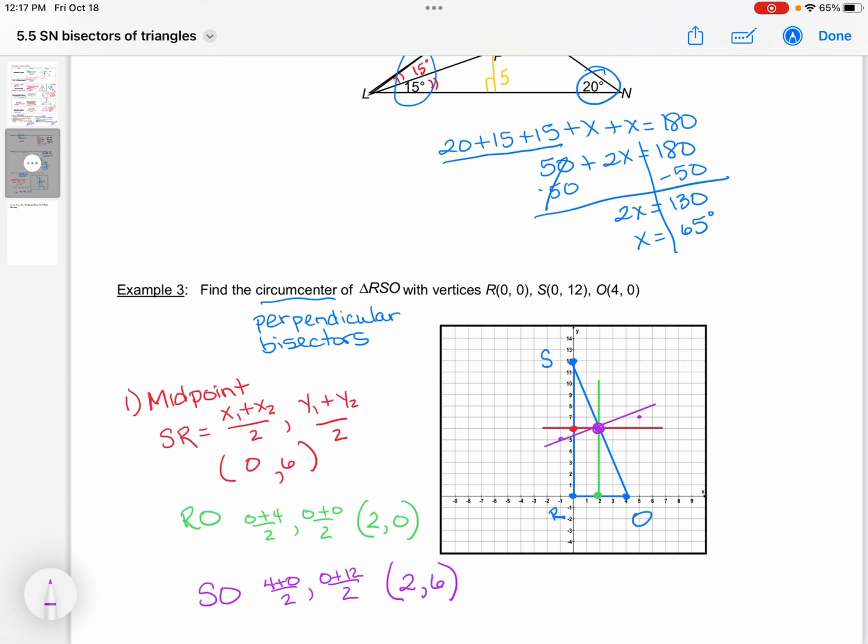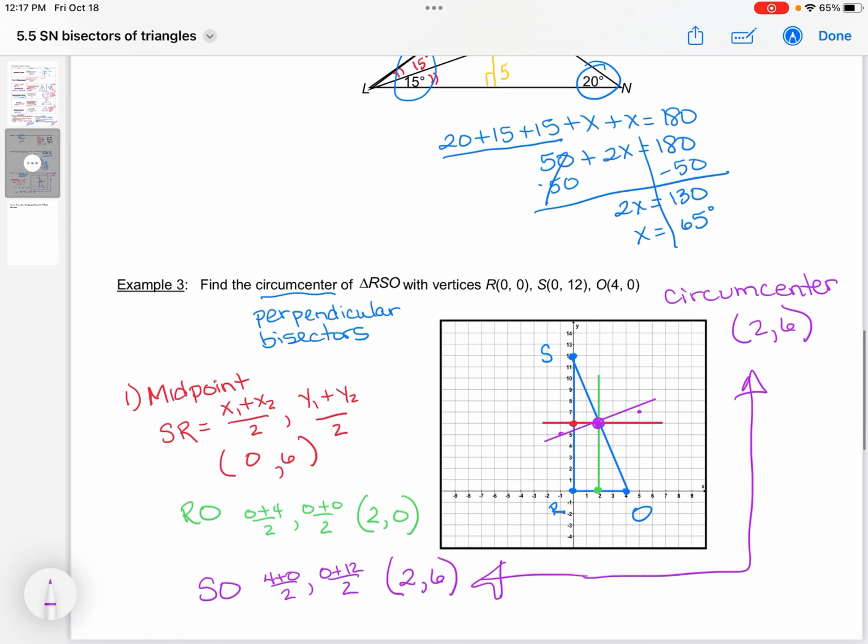But so my point of concurrency is going to be the one we found, which is 2, comma, 6. So this was the circumcenter, because that just happened to be where all those points fell.